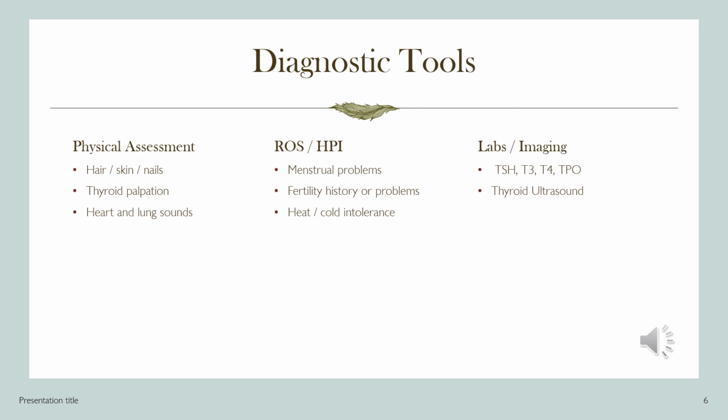And then finally, labs and imaging. That thyroid ultrasound will be helpful. And then we'll also be drawing the TSH, T3, T4, but the most important one to diagnose Hashimoto's thyroiditis is that TPO. So that's thyroid peroxidase antibody, which is what will be found in a patient with Hashimoto's.